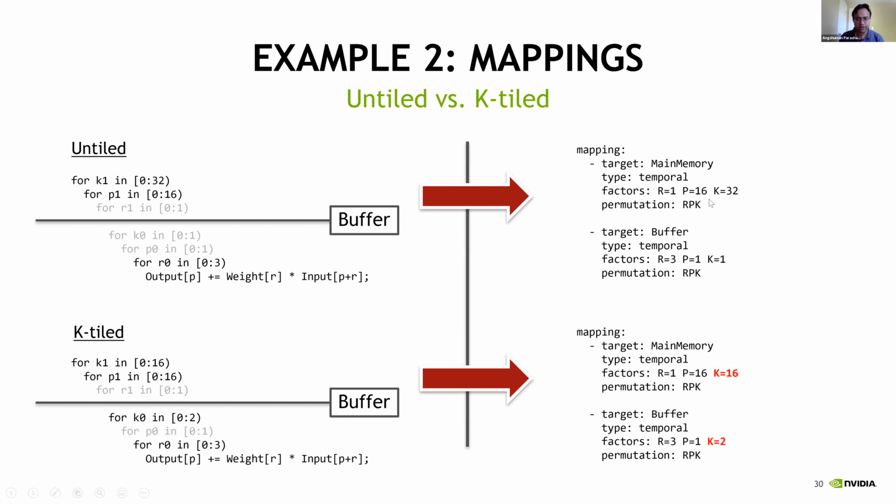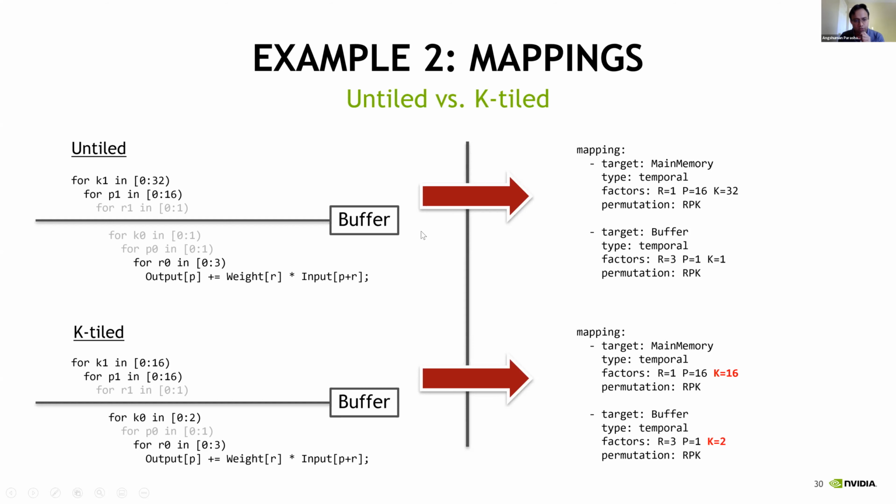The untiled mapping is very, very simple. You just need to add the K equals 32 dimension. The tiled mapping, again, it's actually fairly simple. You add this K equals 16 dimension here and K equals 2 dimension here, right? So in terms of representation, it's fairly straightforward. When you start actually doing the experiments, you'll hopefully start seeing some interesting numbers here.